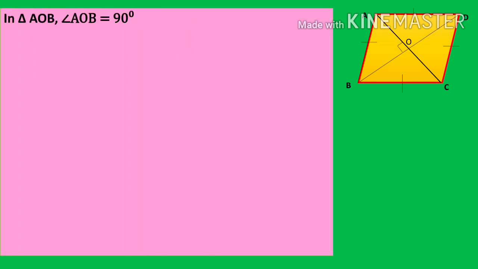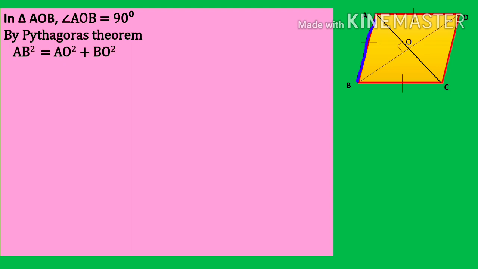By taking the triangle AOB, in that angle AOB is 90 degree. We will take the Pythagoras theorem. So O is the 90 degree. So opposite of O, which side is given? AB. So square of AB equal to square of AO plus square of BO. So AO we got the value 10.5. Take the square of 10.5 and BO value we got 10, square of 10.